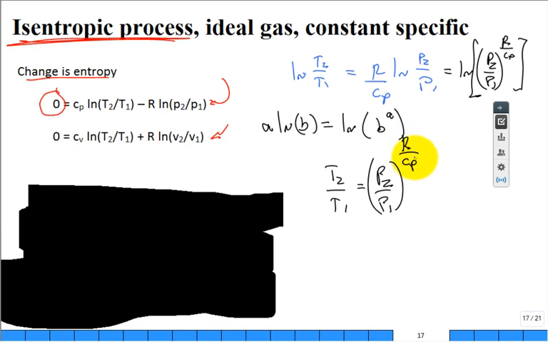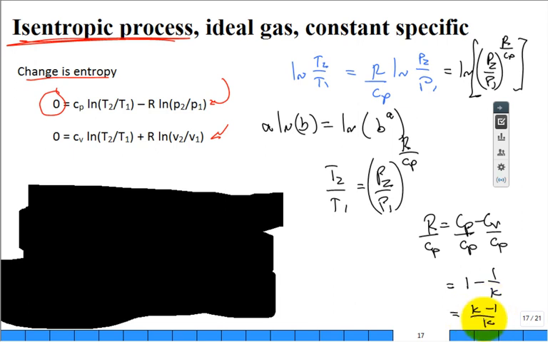Somebody says, for an ideal gas, I remember that R is equal to C sub P minus C sub V. Excellent. So if I divide that by C sub P, you can do it a couple ways. 1 minus 1 over K, or K minus 1 over K. So you can have that T2 over T1 is equal to P2 over P1 to the power K minus 1 over K.